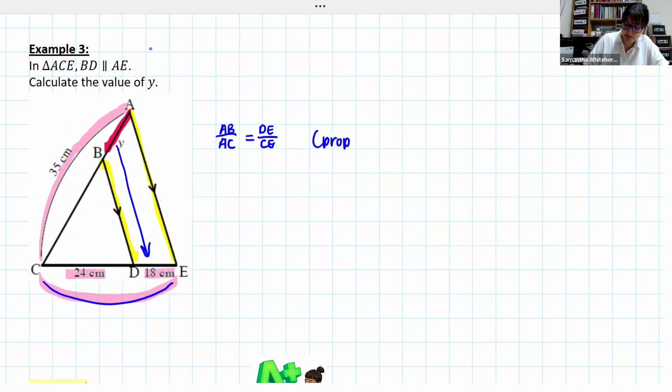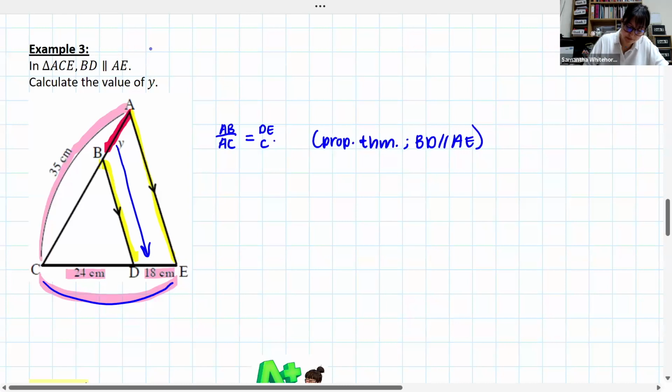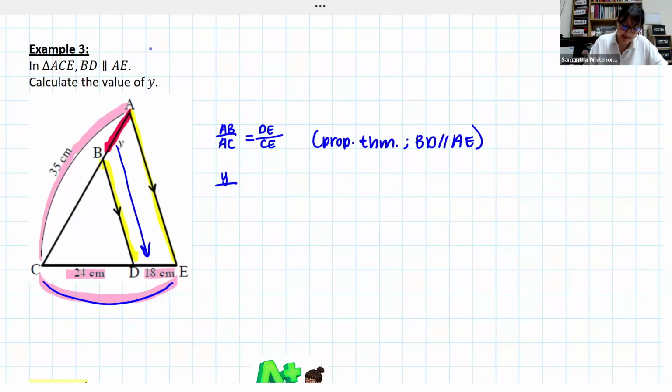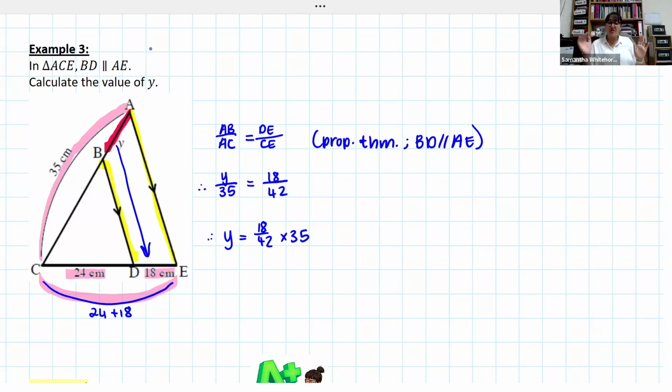Prop theorem as my reason, or line parallel to one side of a triangle, whatever you decide. And we state our parallel lines, BD is parallel to AE. Obviously, if you swap them the other way, it's fine. Okay, now I start to fill in what I know. So AB is Y, AC is 35, DE is 18. Oh, maybe I should put an equals 18. And CE, like I said, is just 24 plus 18, which is 42. And I solve. So Y would be equal to 18 over 42 times 35. And just chuck that into your calculator.